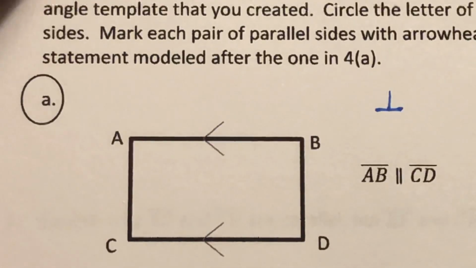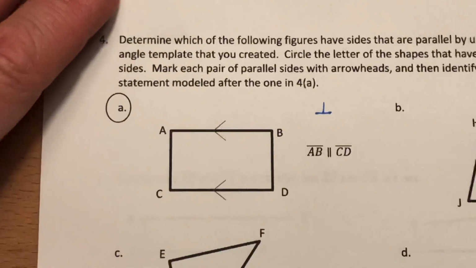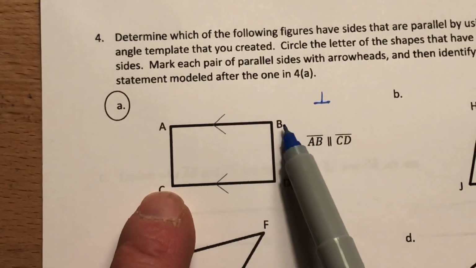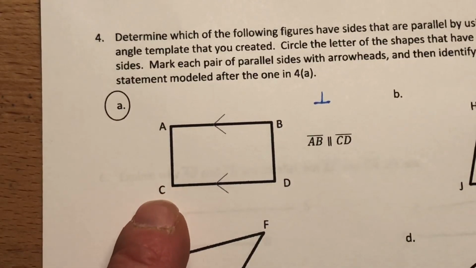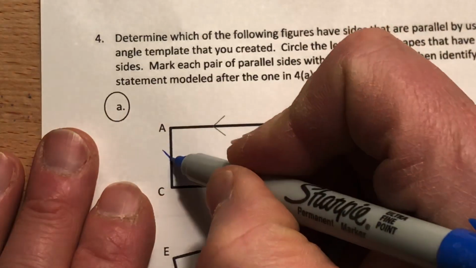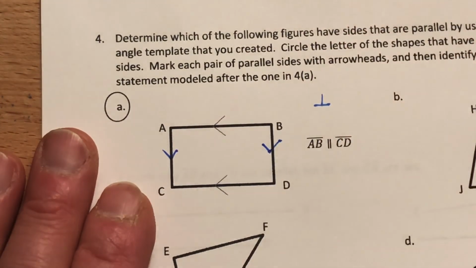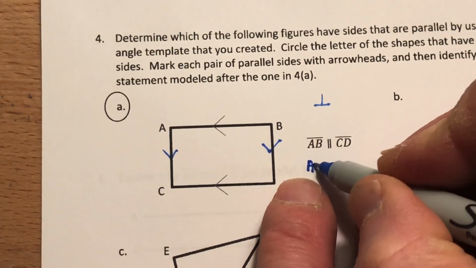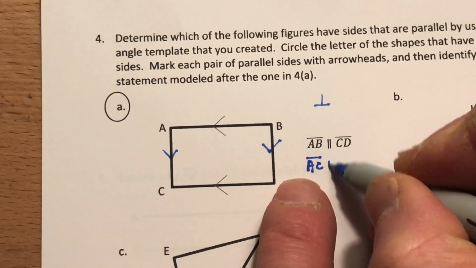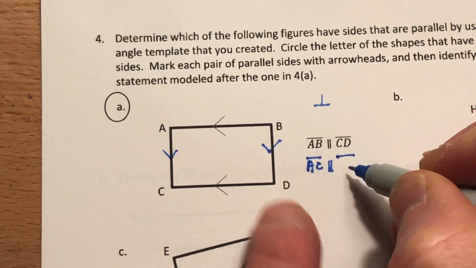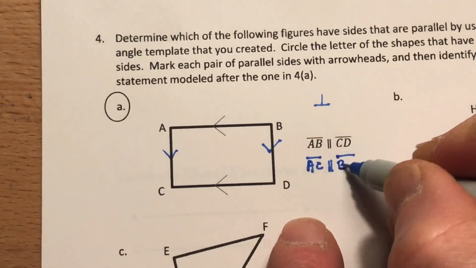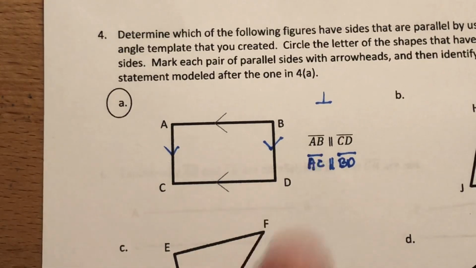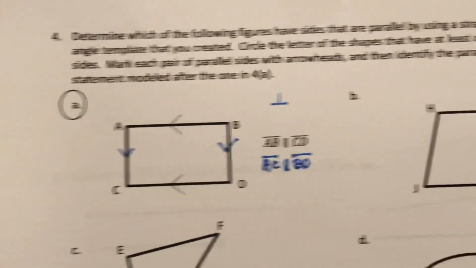So in a rectangle, let me zoom out a little bit here, we know that opposite sides are parallel. So I know AC is going to be parallel to BD. So I'm going to use those little arrows they put in there. You see that? Like that. So I'm going to say line segment AC is parallel to line segment BD, right? And that's all I have for that one. Does that make sense for you? All right, let's slide over here.